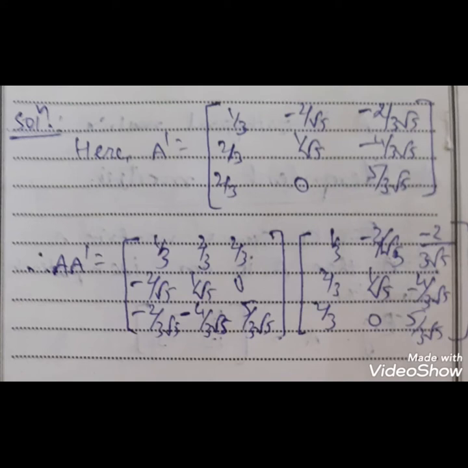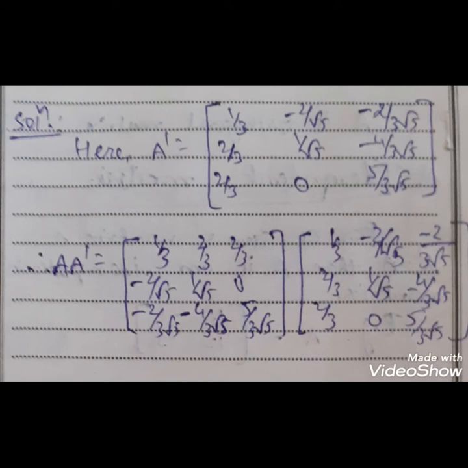Now we take the second row with the first column, so we get the first element of the second row, that is minus 2/√5 into 1/3 plus 1/√5 into 2/3 plus 0 into 2/3. Similarly for second row, second column, we get minus 2/√5 into minus 2/√5, that is 4/5, 1/√5 into 1/√5 means 1/5, plus 0. Multiplied with the third column, we get minus 2 into minus 4 upon 3 times 5, that is 15, plus 1/√5 into minus 4/(3√5), so minus 4/15, plus 0.